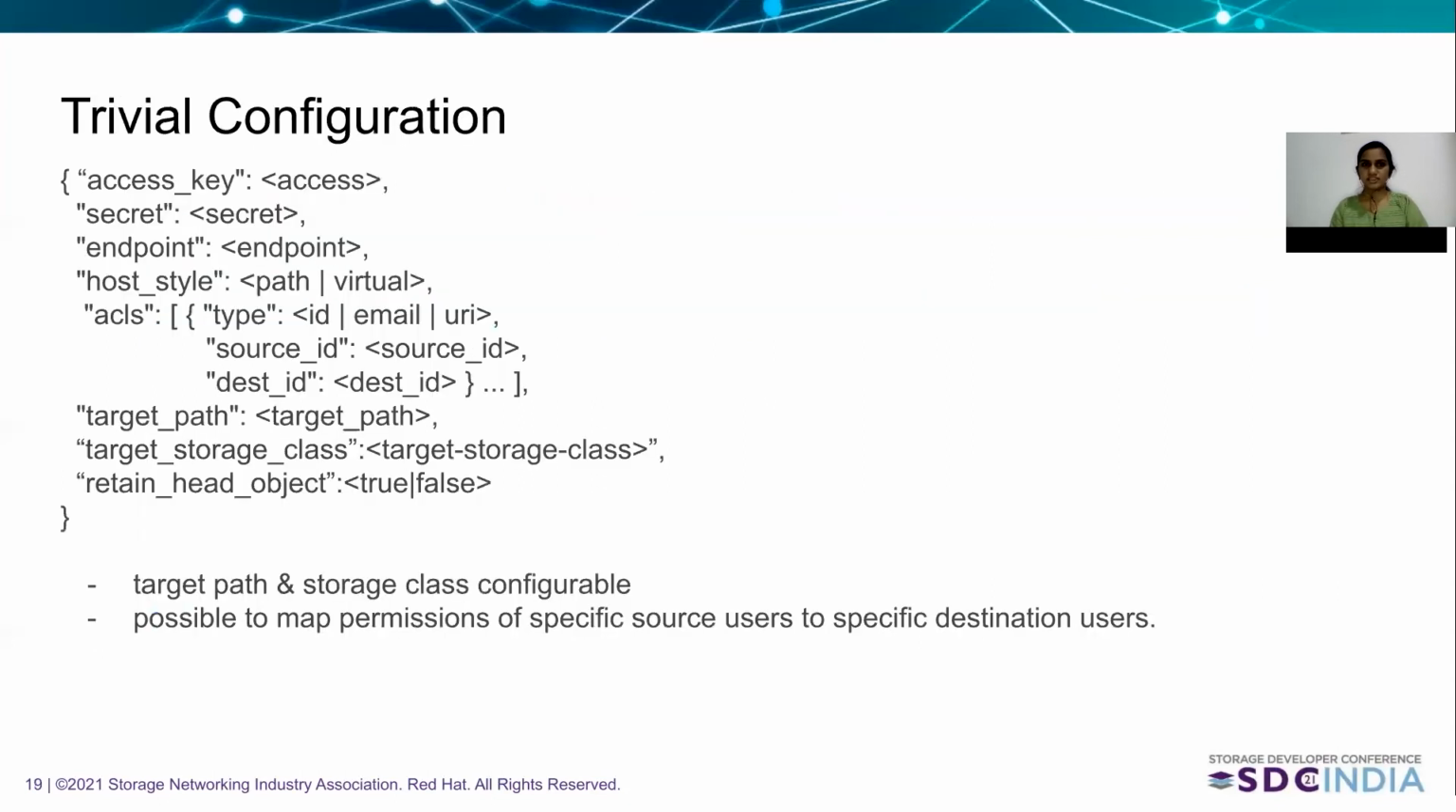Similar to the Cloud Sync feature, even for cloud transition, these are the key config parameters one needs to configure. The endpoint URL, access key, and secret key are mandatory. Also, there are optional parameters like ACLs, target path, and even a target storage class can be specified. And retain head object is an option which, when enabled, retains the head object, or the metadata of the source object, within the Ceph cluster even after migrating the object to the cloud.